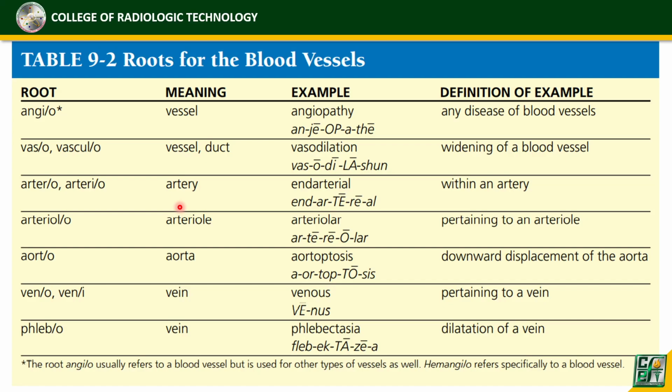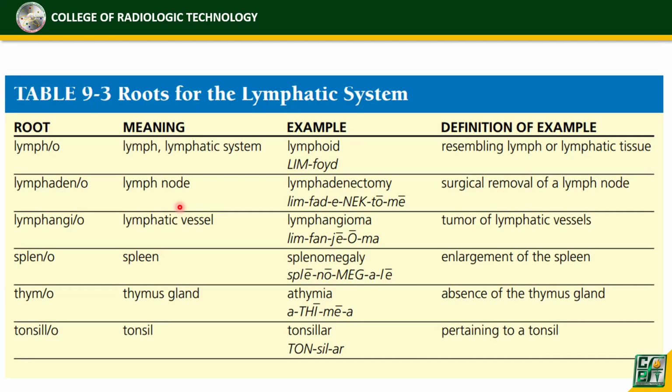Okay, walang question. Routes for the lymphatic system. We have lymph or lympho, which means lymph or lymphatic system. So lymphoid, resembling lymph or lymphatic tissue. Then lymphadeno, which means lymph node.